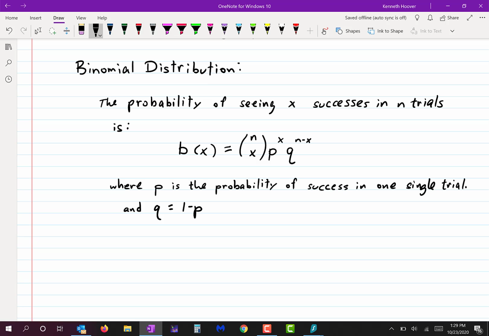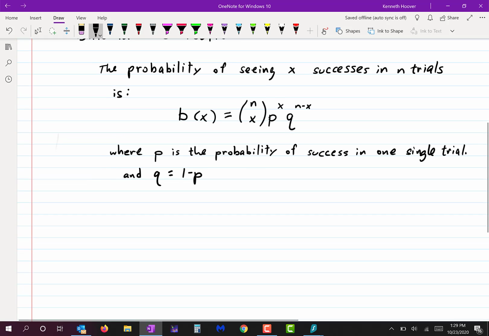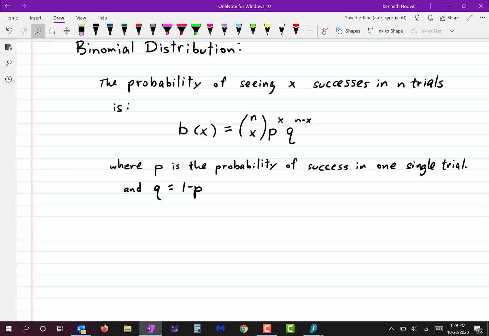So let me show you how to use this. Okay, suppose you're going to flip a coin 5 times. What's the probability of getting 3 heads and 2 tails?